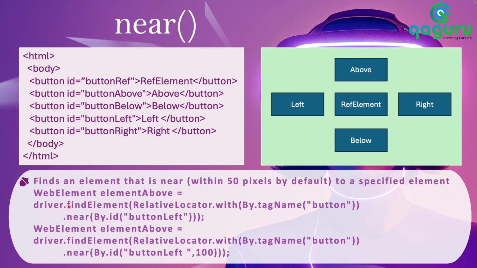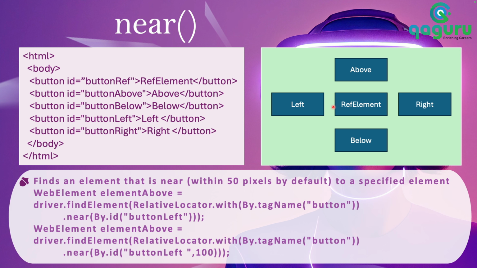So it's driver.find element, relative locator with tag name button. So that could be any of these button, right? And then dot near by dot id button left. So near the element with id button left, that is this one, if there is any other element within 50 pixels distance, then that will be identified. So if ref element is within 50 pixels distance of this button, then that will be identified. Okay, so by default it is 50 pixels distance.